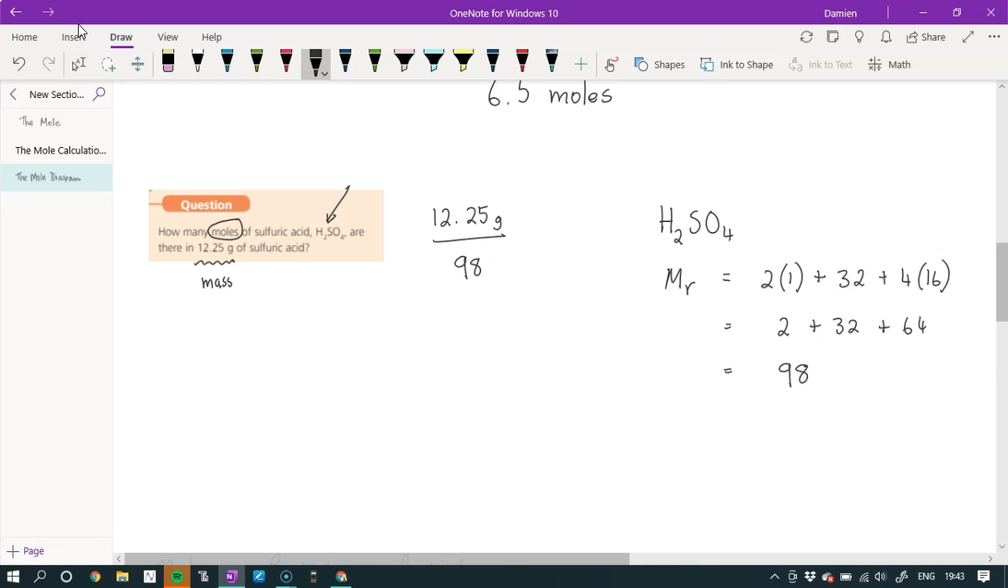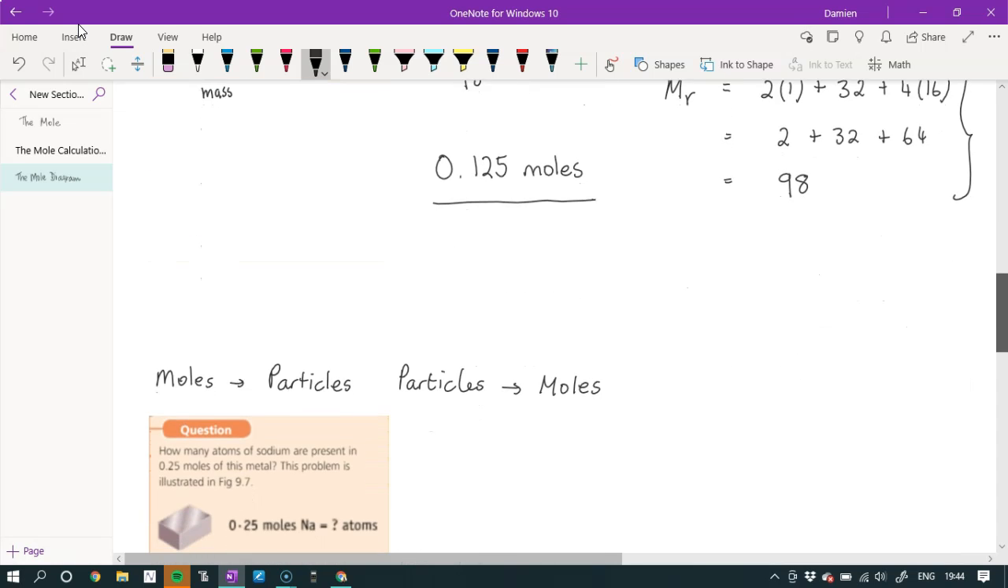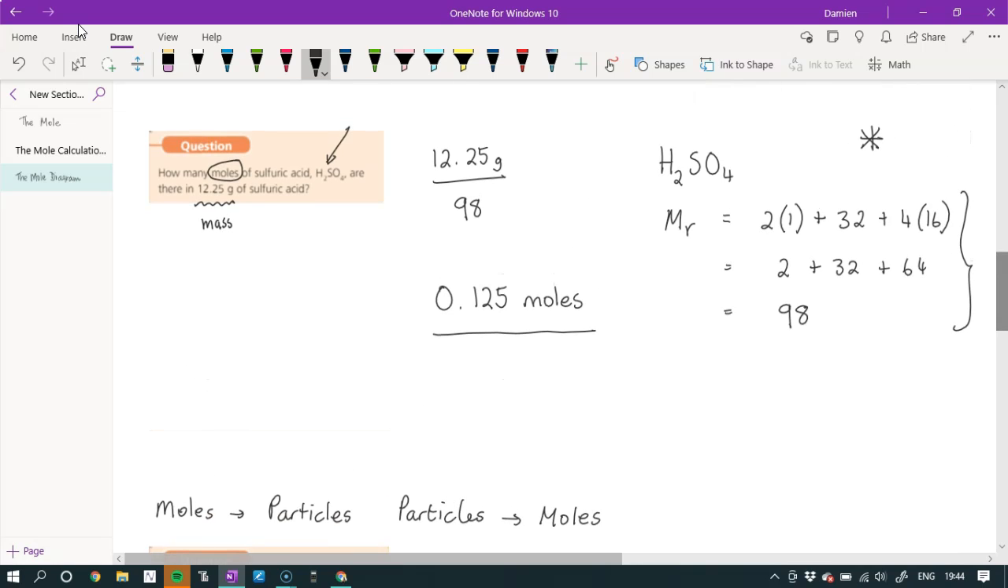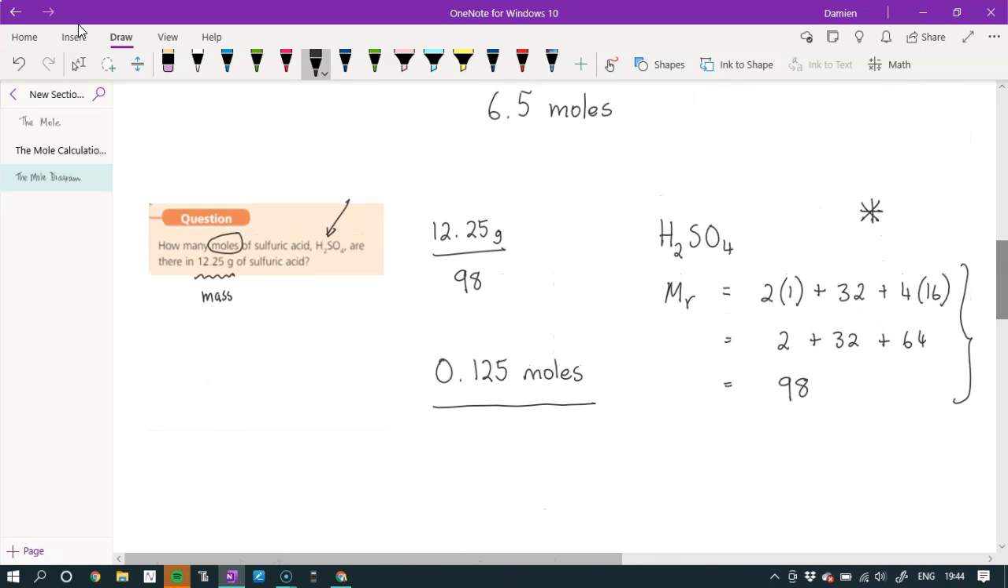So 12.25 divided by 98 is 0.125 moles. You have to put the word moles in because it's a unit of measurement, 0.125 moles. And again, all of this information that you see here has to be given in your Leaving Cert. You can't leave any of this out. All of this is going to be worth marks to you. That's pretty much it. That's moving from mass to moles. You can also move the other way from moles to mass. Let's have a look at a couple of examples of that.